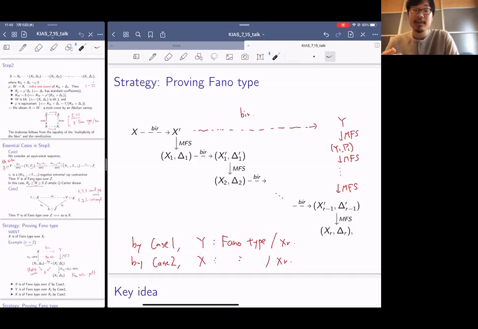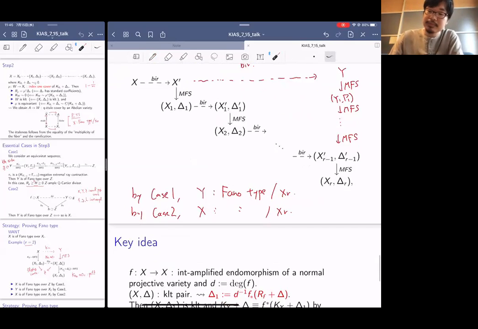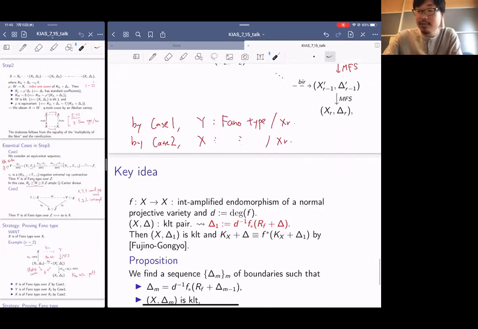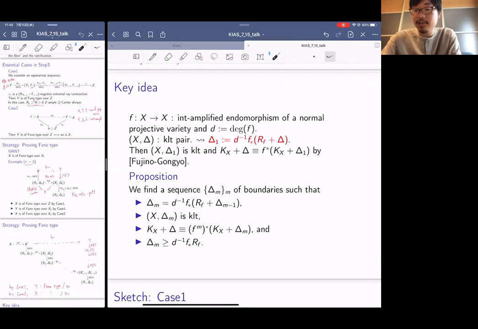So next I explain the proof of case 1 and case 2. The key idea is the following. Let F be an int-amplified endomorphism of a normal projective variety, and the degree of F is denoted by d. And let (X, delta) be a klt pair. In this case, we define a new boundary delta 1 by the inverse F push forward of (R_F + delta). Then this pair is also klt, and K_X + delta is numerically equivalent to F pullback of (K_X + delta 1). This is proved by Fujino and Gongyo.